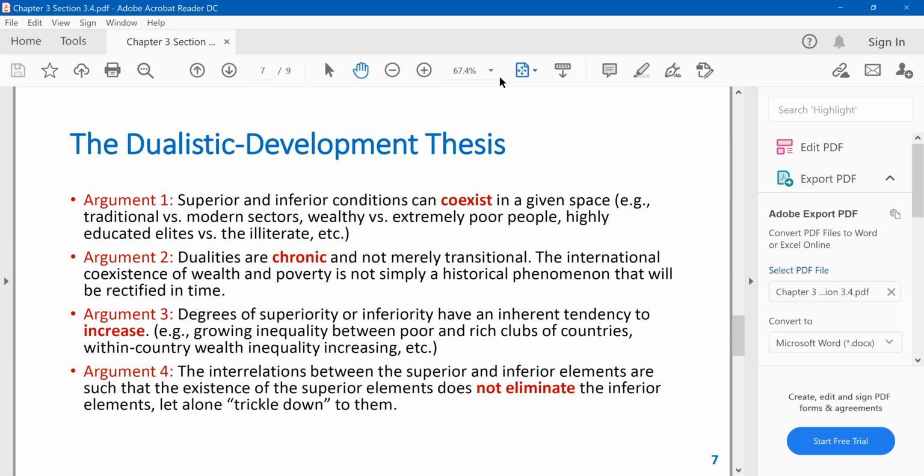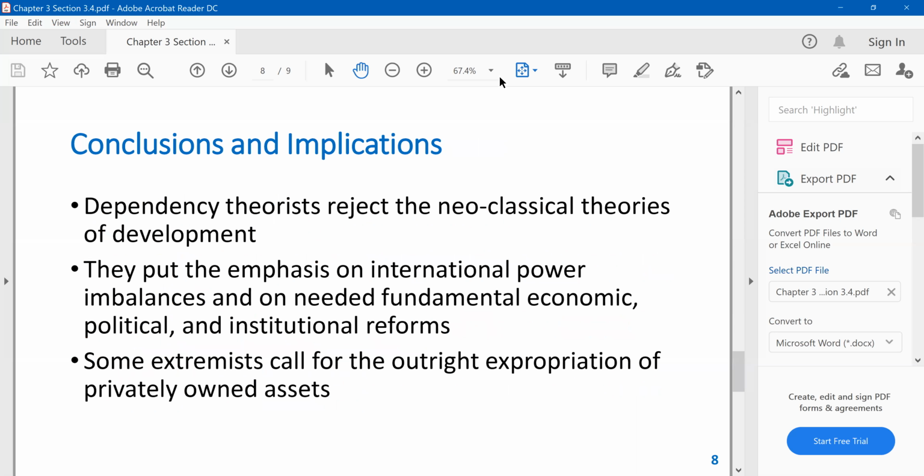There is this famous book by Karl Marx. It's also called Capital, right? All right, I'm concluding.